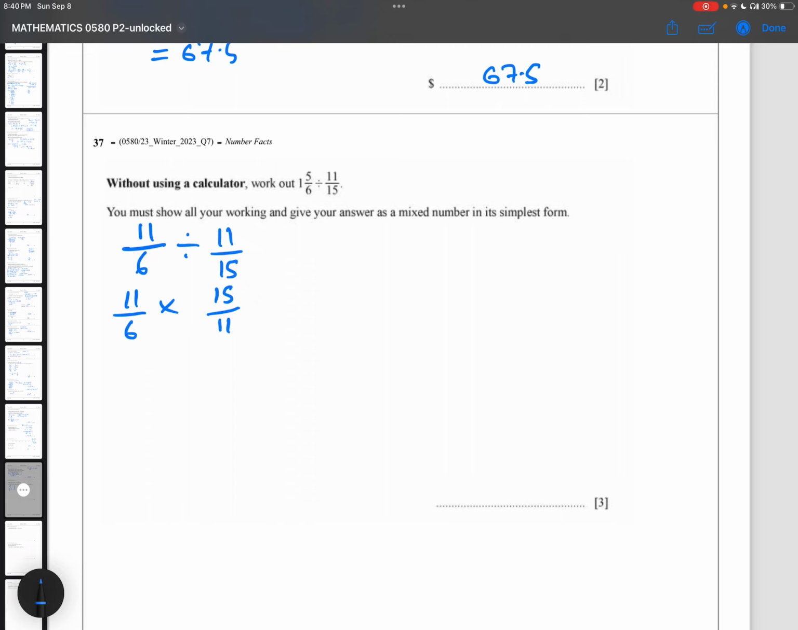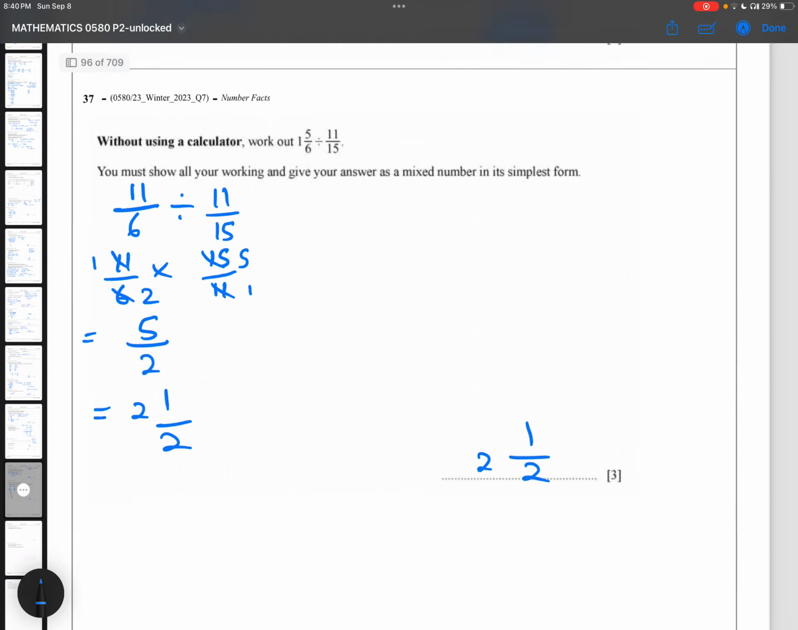Now we can see that this 11 cancels out with this 11, and this 15 and 6 cancel out with 3. 3 into 5 is 15. 3 into 2 is 6. So this becomes 1 and 1. 1 into 5 is 5 and 2 into 1 is 2. This is 5 upon 2. We need to convert this into a mixed fraction. This is 2 whole 1 upon 2. This is our required answer.